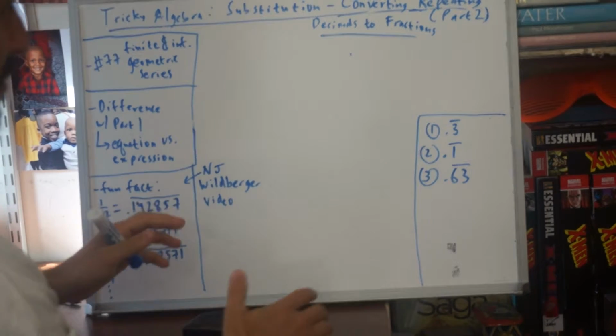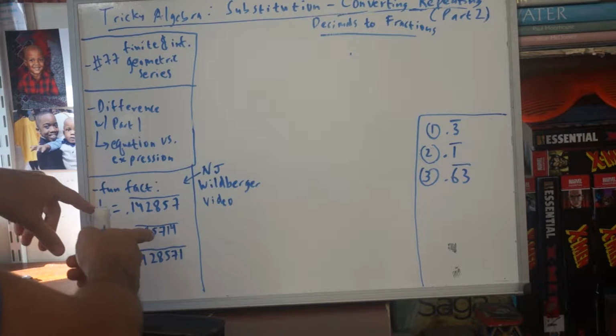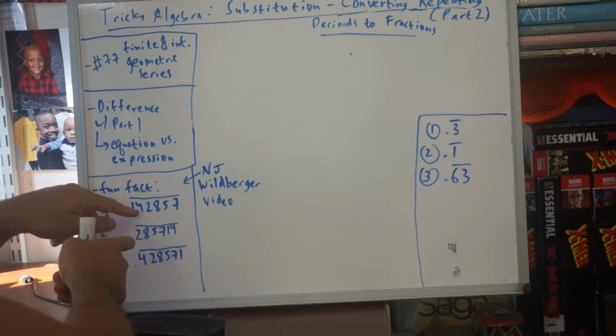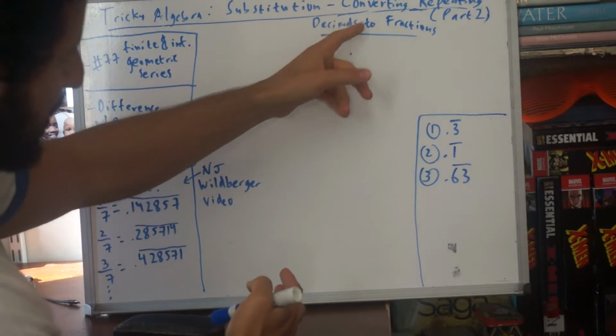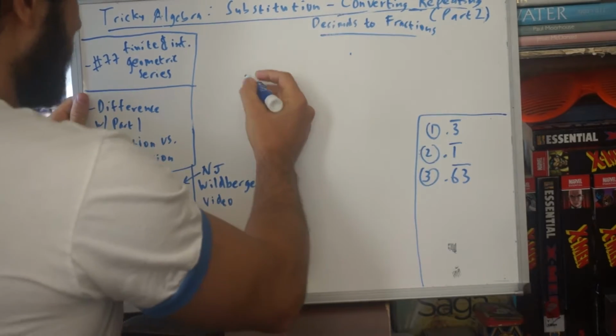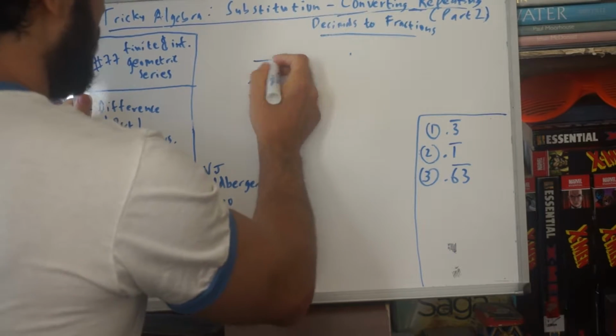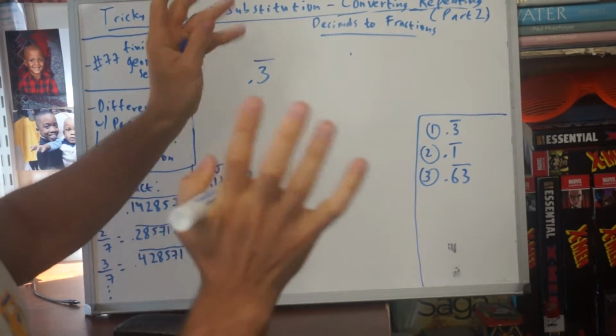Alright, let's get to the meat of the matter. So this was going from fractions to decimals, so finally the heart of it, let's go from decimals to fractions. Let's say you have 0.3 with a bar and you want to figure out that that's 1/3, as we know.